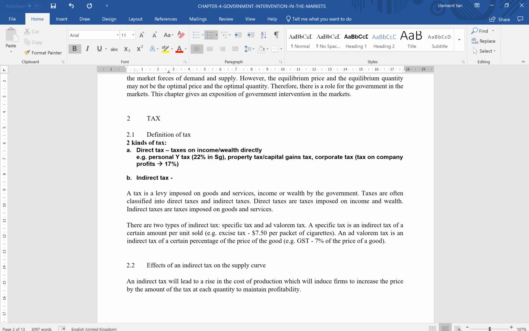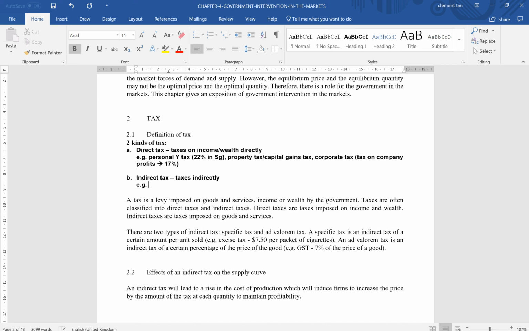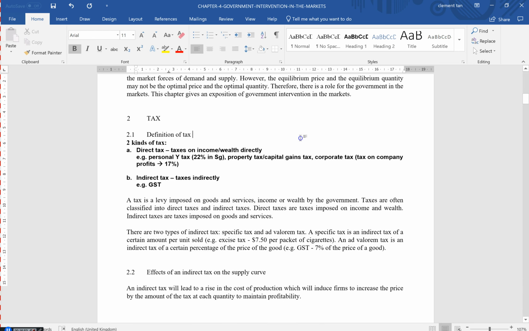So what is indirect tax? Taxes that are indirect. There are basically a few things. The main thing is of course your GST, goods and services tax. Why is it indirect? It's because it's only when you spend, then you get taxed. What else?